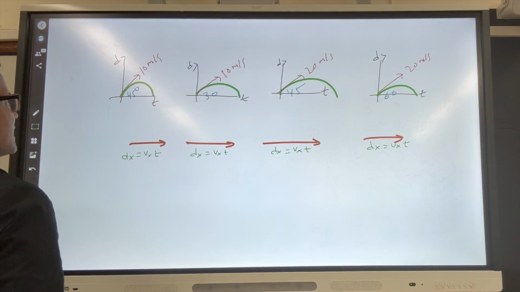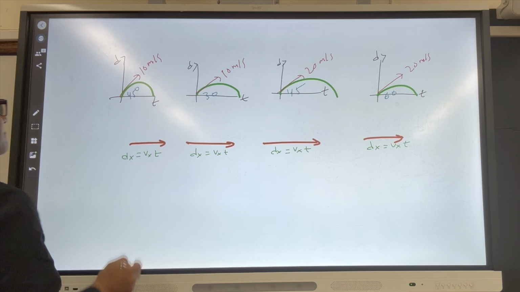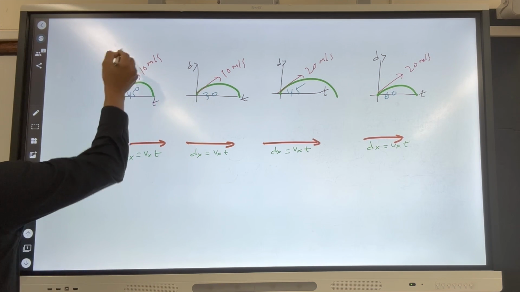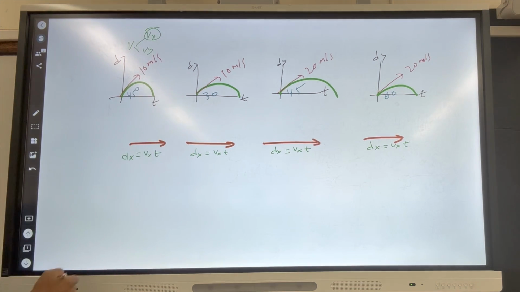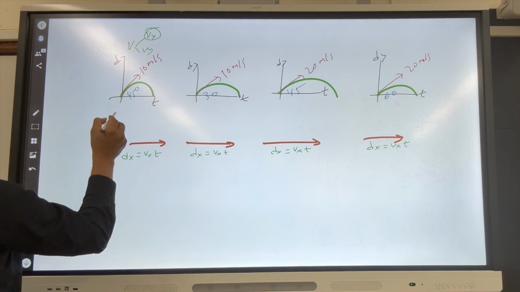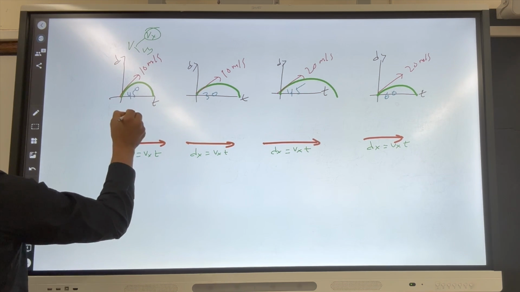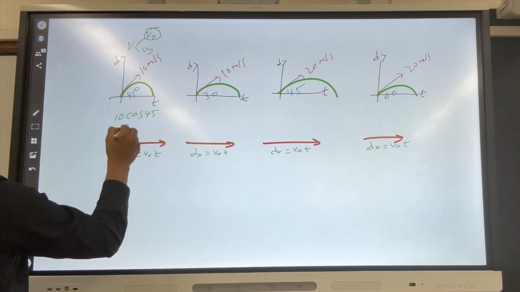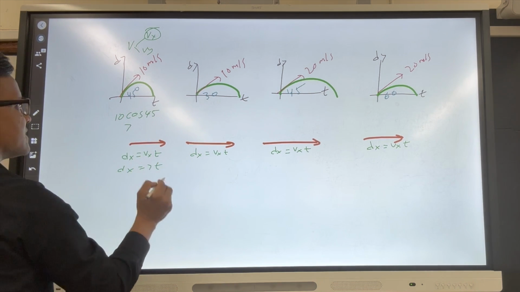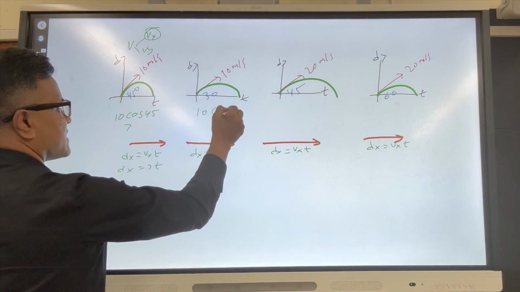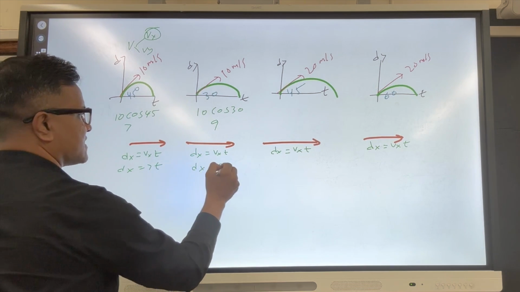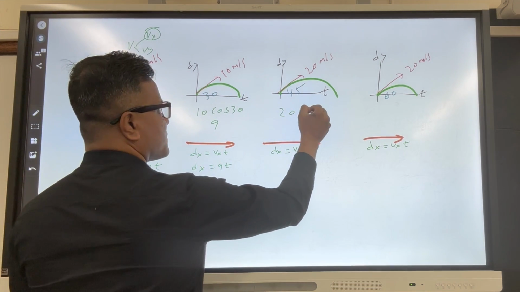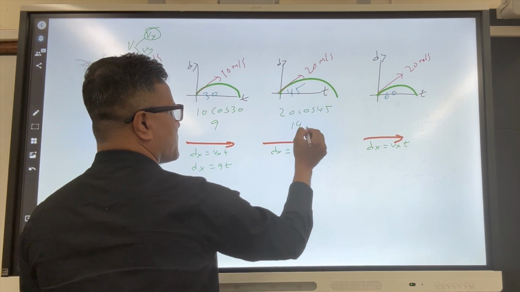Now, you know that velocity has two components, vx and vy. The range depends on vx. So vx is 10 cosine 45, and that is 7, so dx is 7t. 10 cosine 30 is 8.7, so dx is 9t. 20 cosine 45 is 14.14.